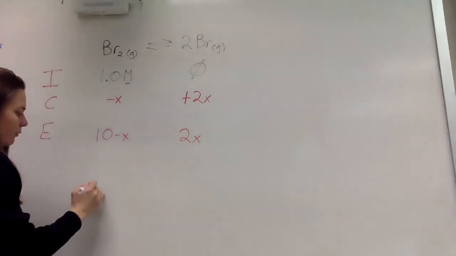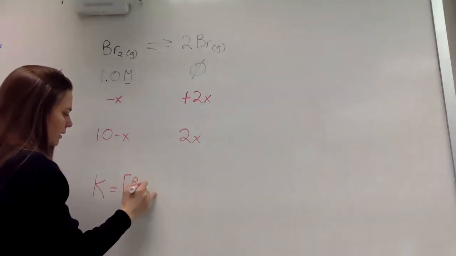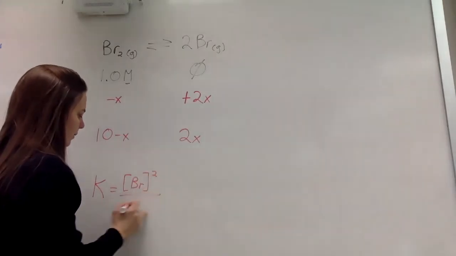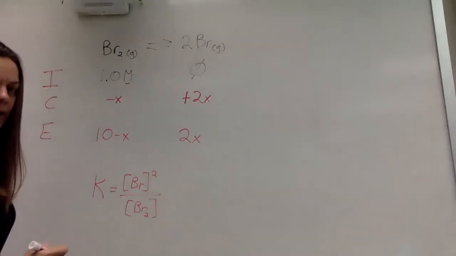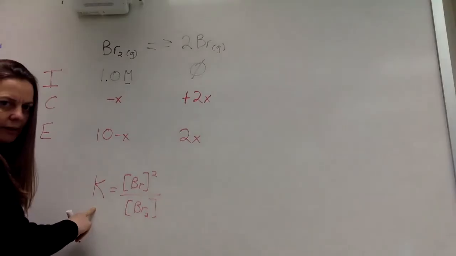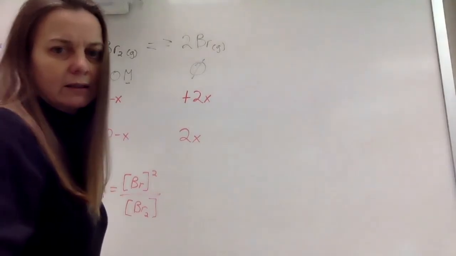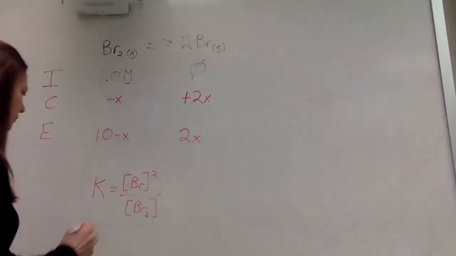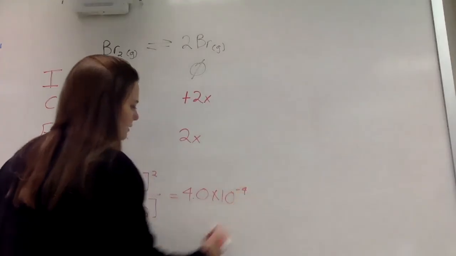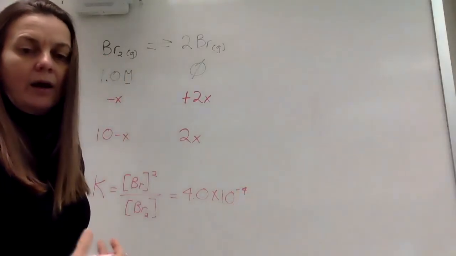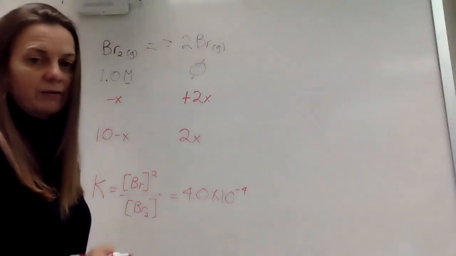Let's hold that thought for a moment. We're going to write our K expression. Our K expression is going to be the monatomic bromine squared divided by the concentration of bromine. Now, we were given a K value here, and our K value was 4 times 10 to the negative fourth. So we're told that this equals 4.0 times 10 to the negative fourth. Now, as you guys saw with the first problem, solving these can get messy. We have to deal with quadratic equations. There is a simplifying assumption.